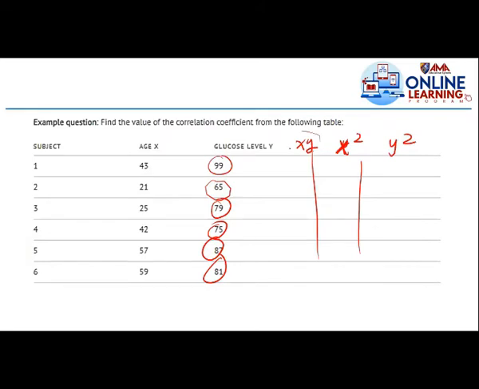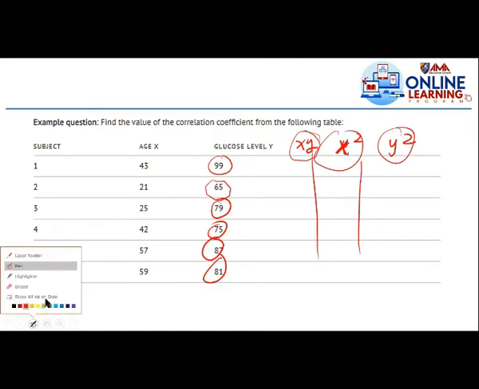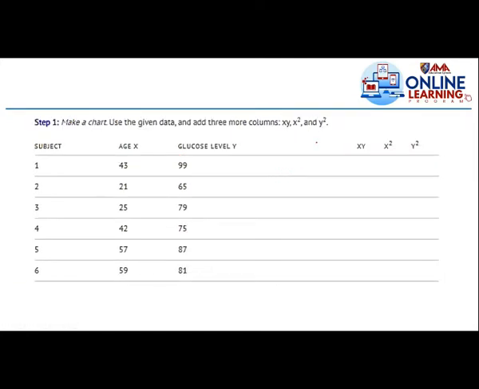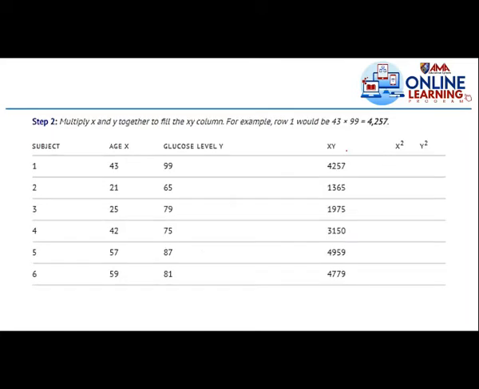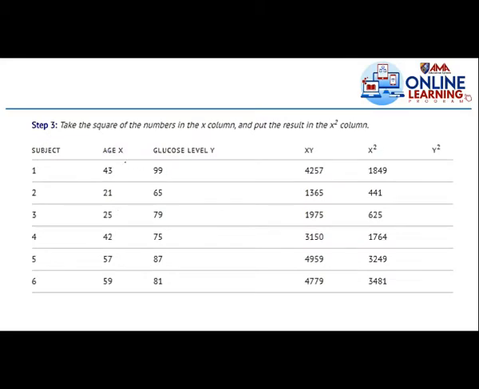Add 3 columns. Okay? Now, add 3 more columns for x times y, x squared, and y squared. All you need to do is multiply x and y. Raise all the x and y to 2. So you can see x times y is just multiplying x and y. Very easy until here. Then next is to raise all the x to 2.